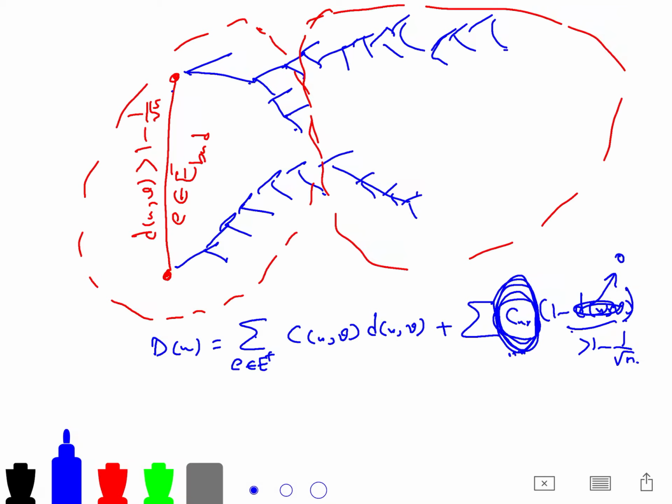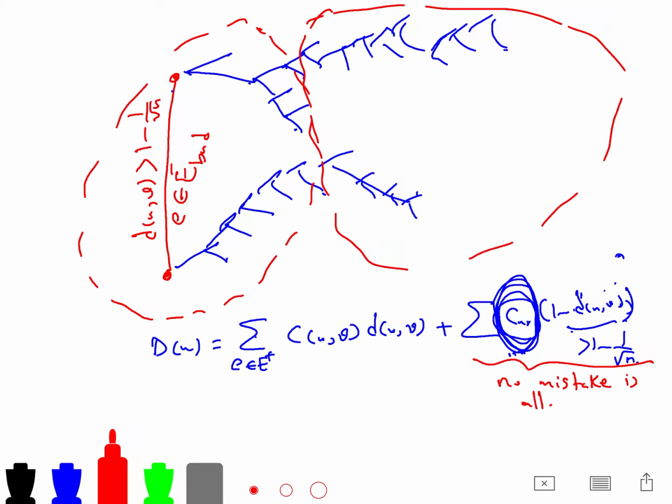So in order to do that, let me clean this. What I mean by this is d of u and v. And so this part, the algorithm is designed, by construction, in such a way that no mistake is allowed. No mistake is allowed.